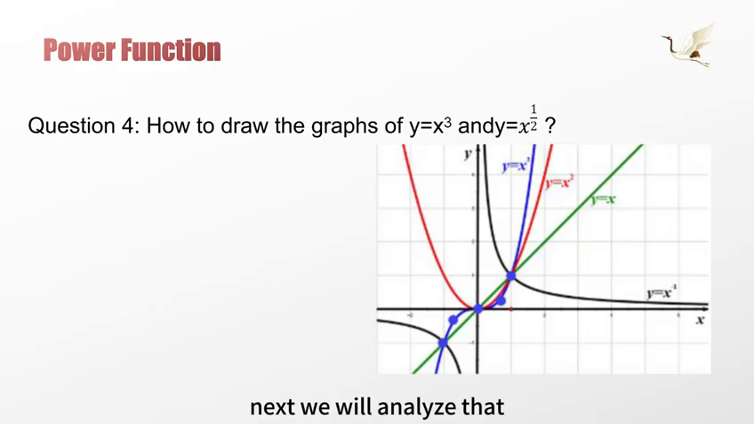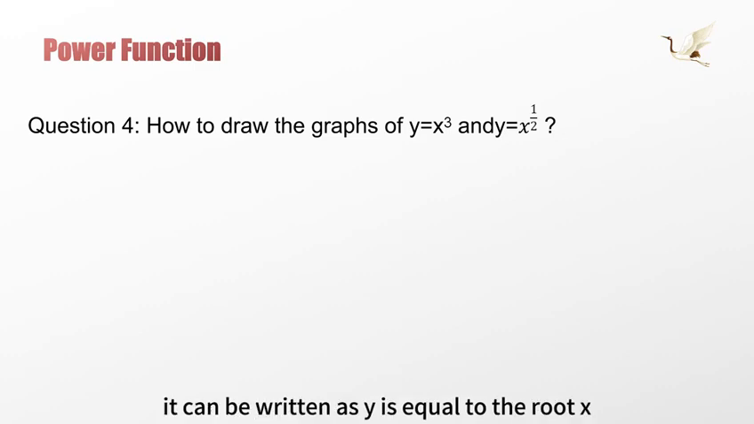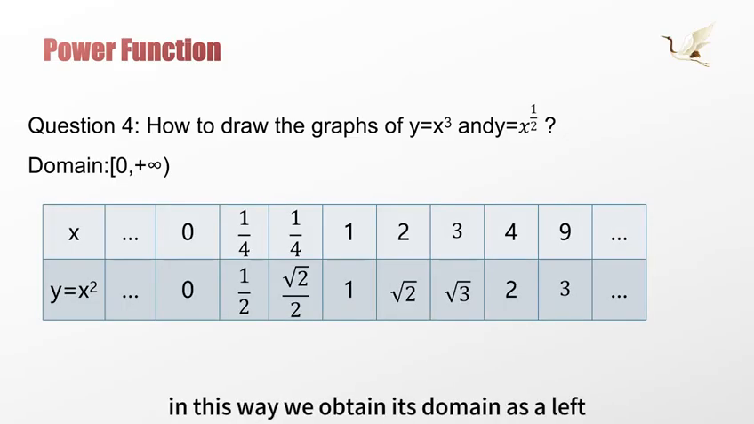Next, we will analyze y equals x to the power of one half. Since y is equal to x to the half power, it can be written as y equals the square root of x. Since x is under a square root, x must be greater than or equal to 0. In this way, we obtain its domain as the left-closed, right-open interval from 0 to positive infinity.